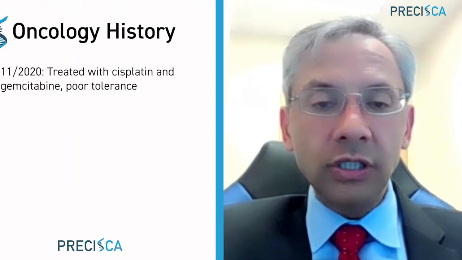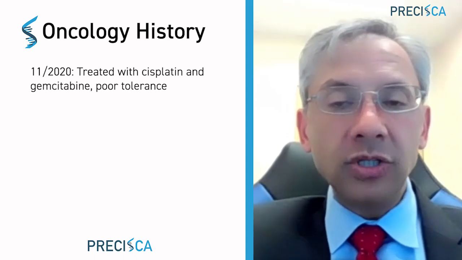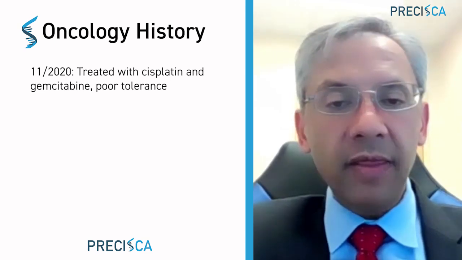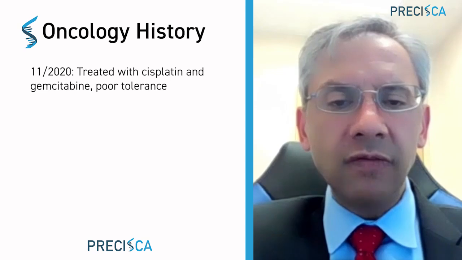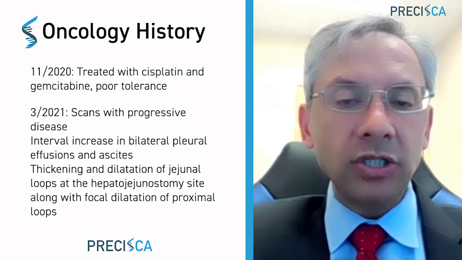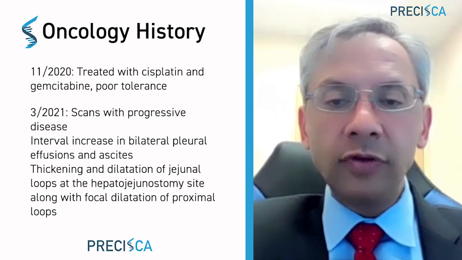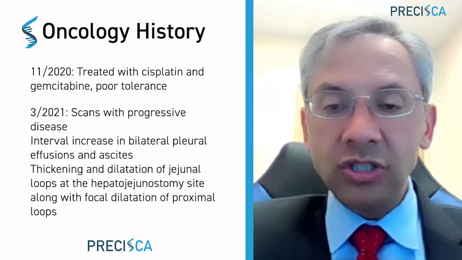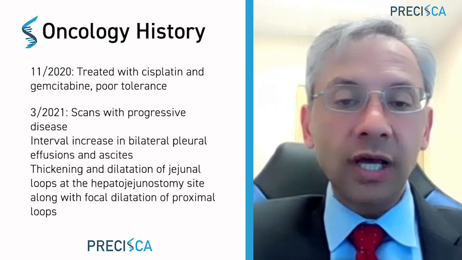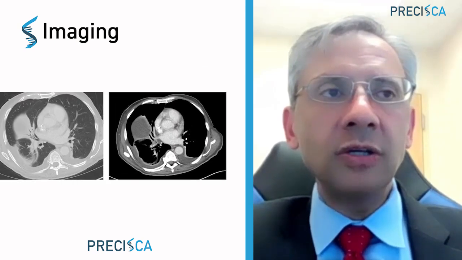Interesting. All right, well, to move on, this patient unfortunately did recur, as we know. So they were treated with cisplatin and gemcitabine, as Dr. Wainberg mentioned, probably because of the more aggressive pathology on surgery. Unfortunately, did not tolerate it particularly well. We don't know how much they actually received. And by March 2021, the patient had progressive disease on imaging with interval bilateral pleural effusions and ascites, and also thickening and dilation of the jejunal loops at the hepatojejunostomy site, along with focal dilation of the proximal loops. So Dr. Siegel, if you want to walk us through this imaging.